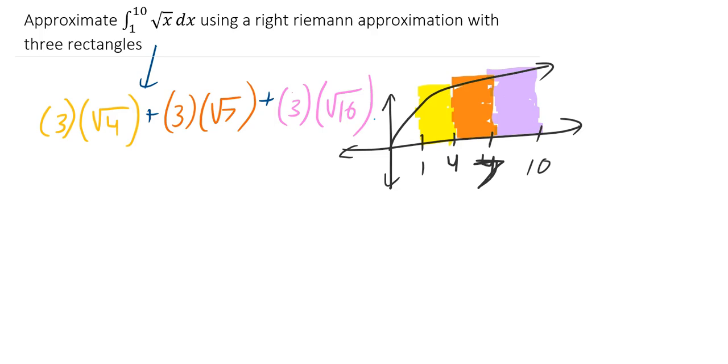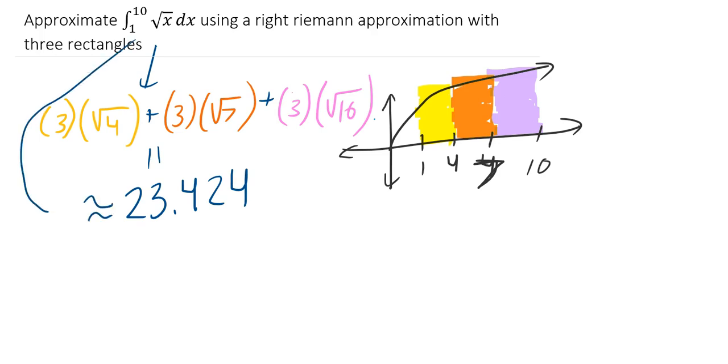I punched this into a calculator ahead of time so that I could tell you that this comes out to 23.424. That's my approximate answer to this integral. I also figured out ahead of time what the actual answer should be. The actual answer should be 20.415. So I'm pretty close. Let's see. 3 out of 20 means I'm at like a 15% error. No one actually cares about percent error. I'm just sharing this to show not bad. 15%, still not great, but that was 3 rectangles. With more rectangles, I could get much better.